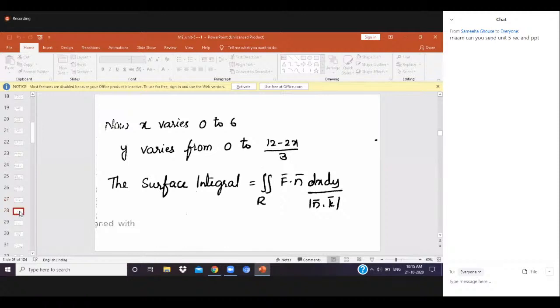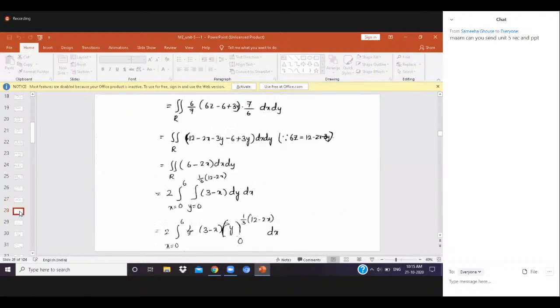Then respective values we are substituting in that. First of all, we are simplifying the inner part. So f bar dot n bar becomes 6 by 7 of 6z minus 6 plus 3y, and n bar dot k bar becomes 6 by 7, but it is coming to the denominator, so it becomes 7 by 6, dx dy. So both 6 by 7 and 7 by 6 get cancelled, and the remaining value is 6z minus 6 plus 3y dx dy.